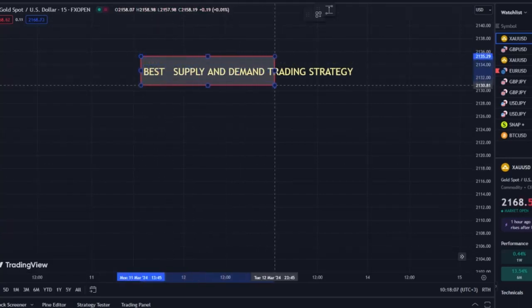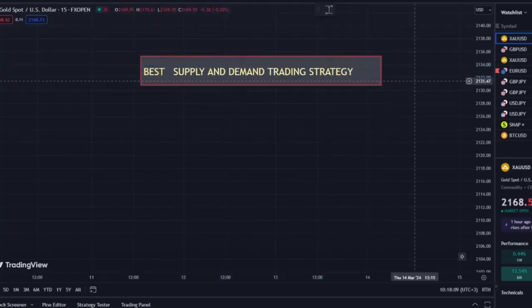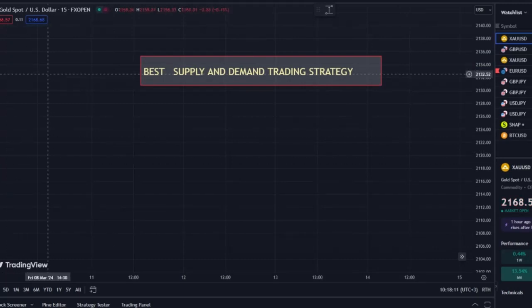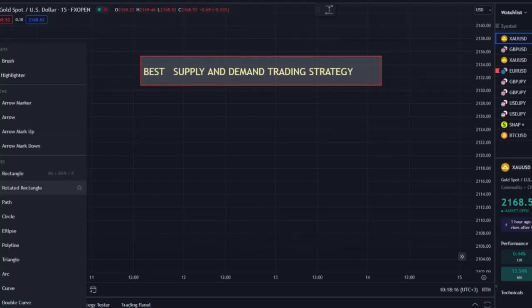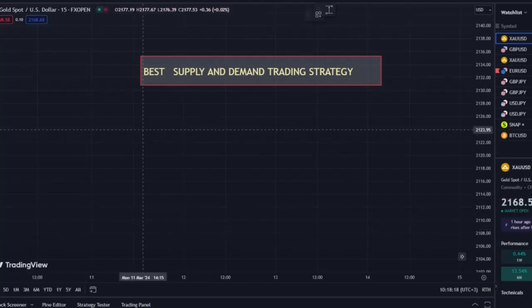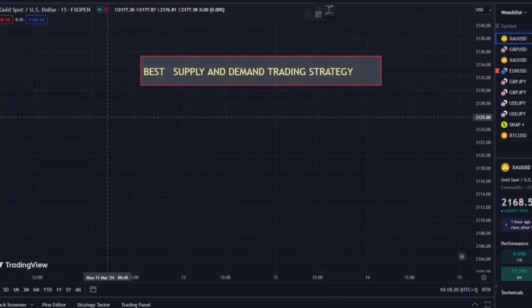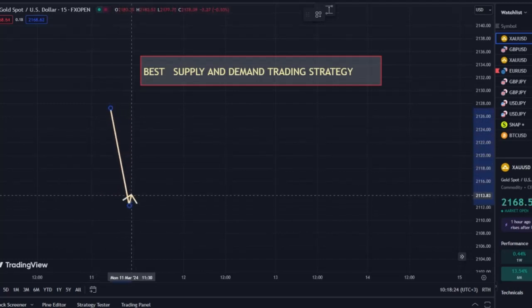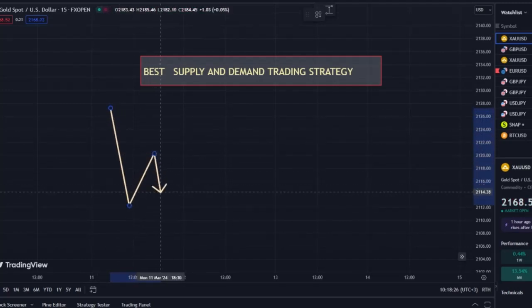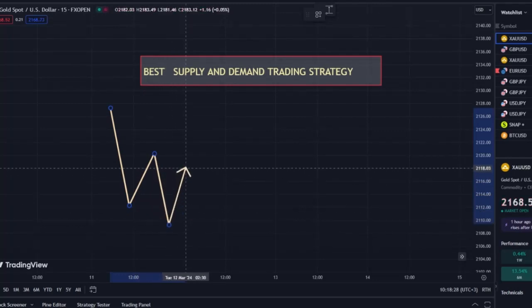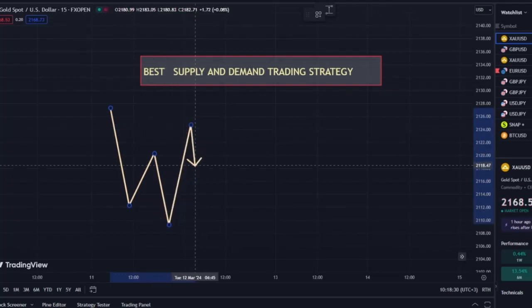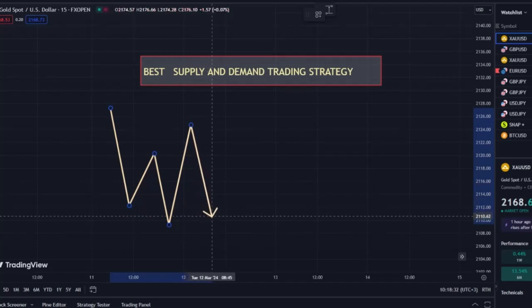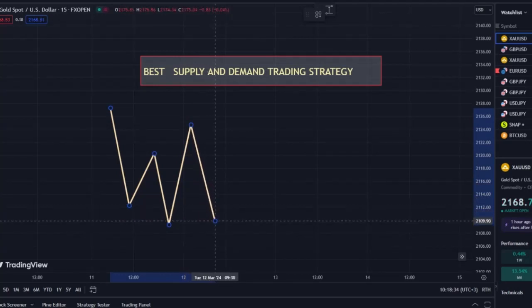So I'm going to mark the levels for you, and you have to understand before you trade that you must always see market structure, how price is moving, the movements of the market. Let's say you are looking for a supply zone or a demand zone. You have to make sure you see market structure and how price is moving, so you know where you're going to get your entries.